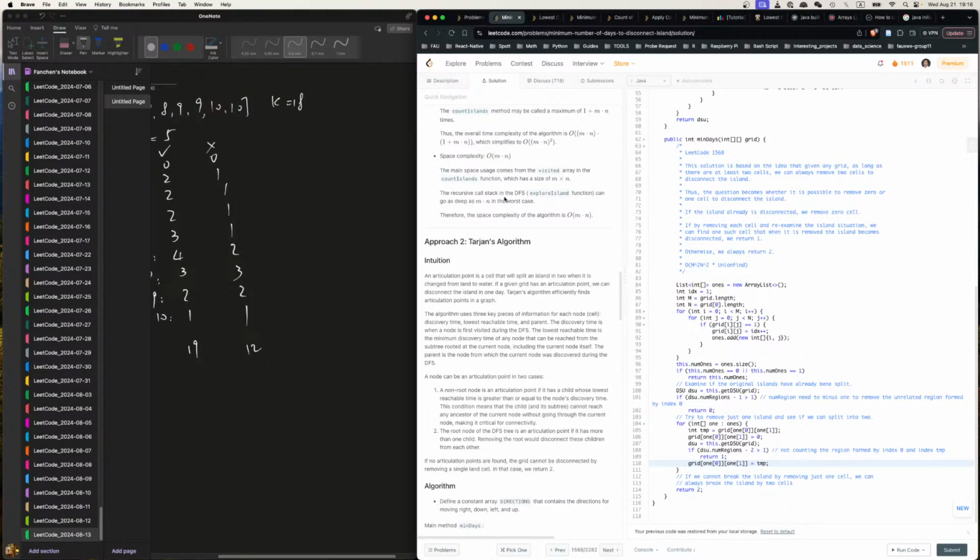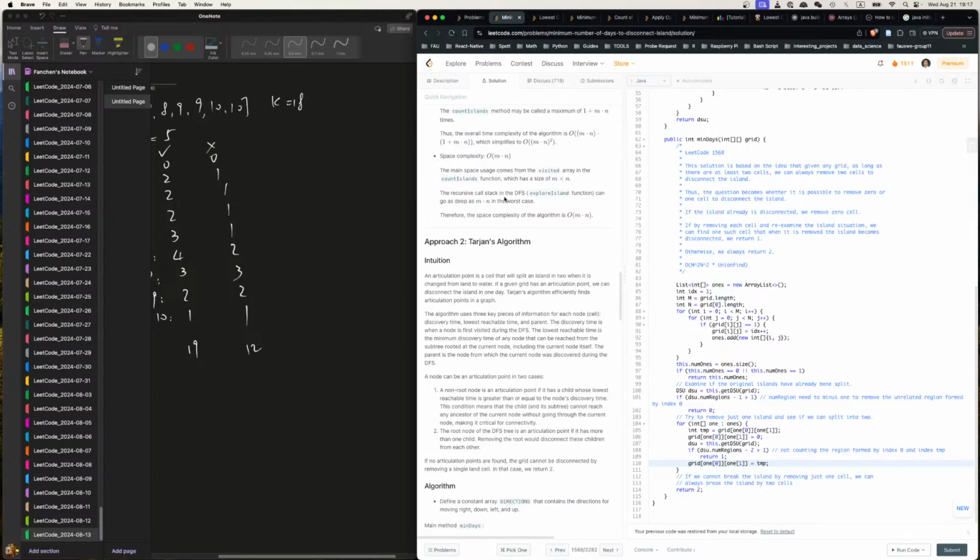A node can be an articulation point in 2 cases. A non-root node is an articulation point if it has a child whose lowest reachable time is greater than or equal to the node's discovery time. This condition means that the child and its subtree cannot reach any ancestor of the current node without going through the current node, making it critical for connectivity. The root node is an articulation point if it has more than 1 child. That is true. Removing the root will disconnect these children from each other.